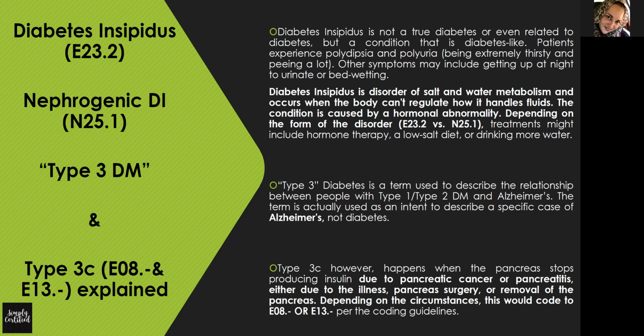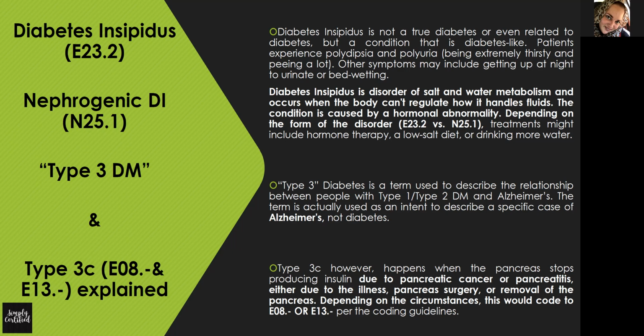So what it is, diabetes insipidus, it's a disorder of salt and water metabolism. It's not a disorder of the sugar. It's salt. So salt and water metabolism, and it happens when your body can't regulate how it handles the fluids that you take in. So it's caused by a hormone thing, like you've got a hormonal abnormality, and depending on the type, right, it has a different code, and the treatments will be different. And treatments could include hormone therapy, a low salt diet, and drinking more water.